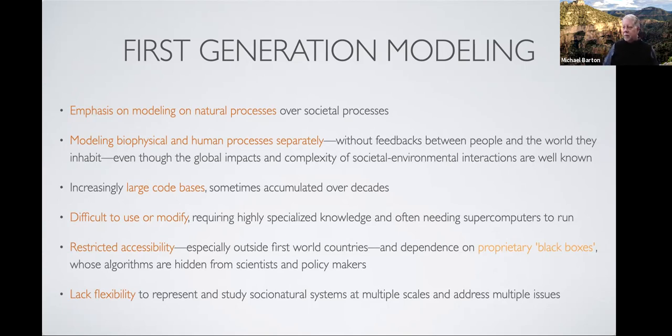Many of the big modeling systems for understanding large-scale global processes started in the 60s, and people have built on and modified these to a point now where they've accumulated so much code that they're difficult to use, they're difficult to modify. If you want to run them, you have to have highly specialized knowledge, and often you need supercomputers to do it. There are enormous piles of Fortran and other kinds of code, powerful, but now they're getting very difficult to manage, and they're not accessible outside of first world countries.